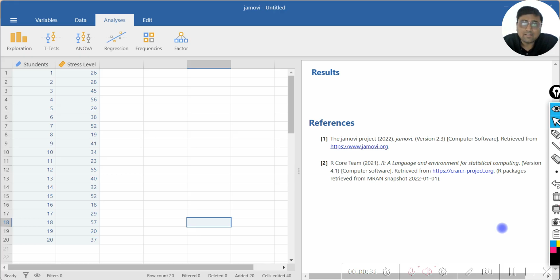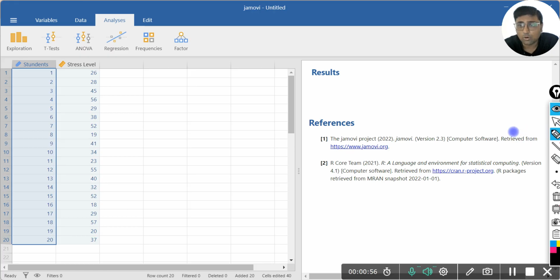So let's begin with the concept of one sample t-test. Suppose we are interested to know whether students experience different stress levels than general population. So here I have the hypothetical data of 20 students and their stress level. Suppose the population mean or the stress level in the population is 40. So 40 is our mu.